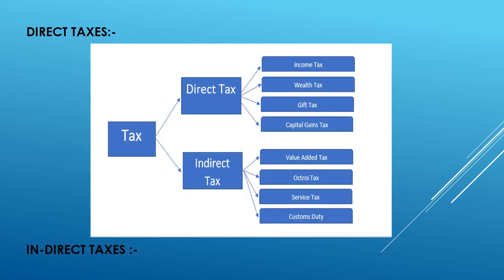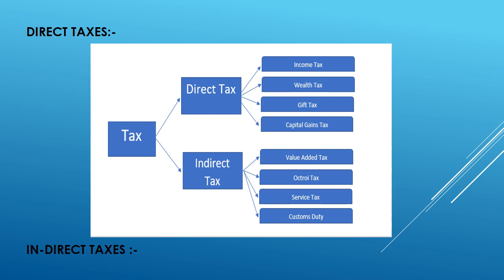So, what is direct tax? Taxes levied on the income and wealth of the people are called direct taxes. Under direct tax, let us understand the income tax, wealth tax, gift tax, and capital gains tax. Very first, let us know what is income tax.